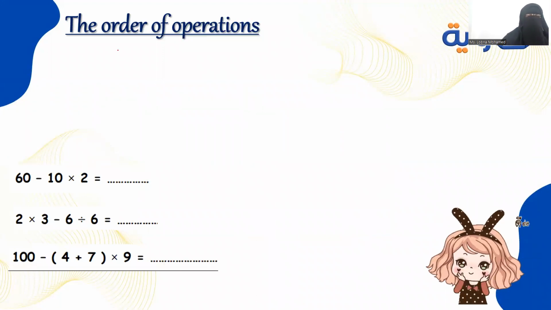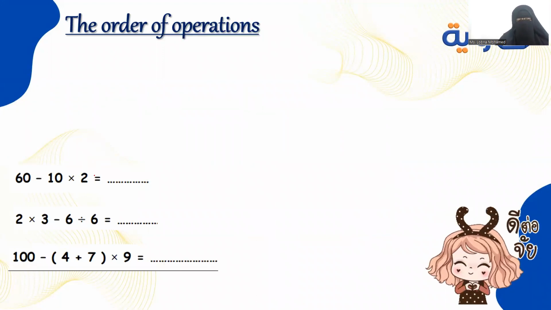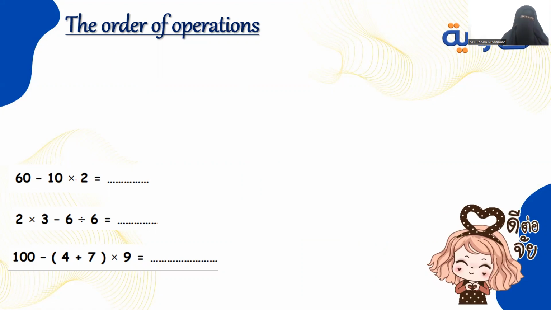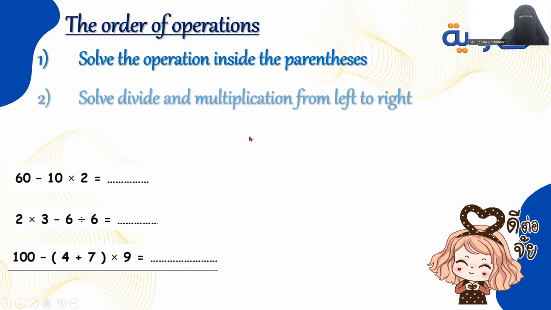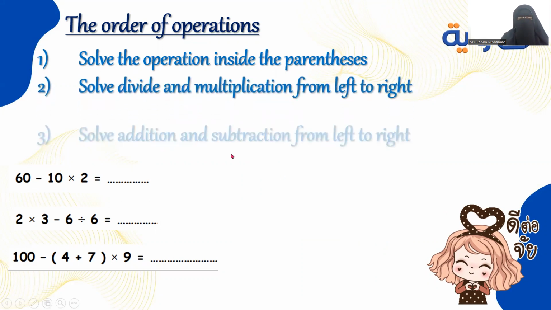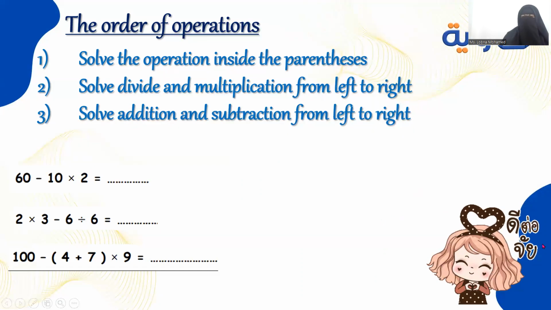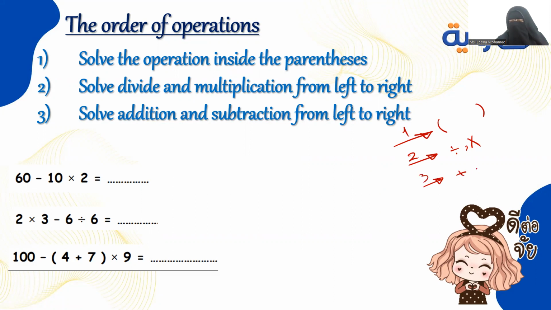Let's move to the last part here. 60 minus 10 times 2. How can we solve like this one? We have many operations. So let me remind you about the rules, or the order, sorry, of operation. The first one, all the time you have to solve the operation inside the parentheses. After this, we have to solve the divide and multiplication. After this, we have to solve addition and subtraction. So again, the order is what? The first one you have to solve is the parentheses. After this, if you have divide or times. And the last one, if you have plus or minus.